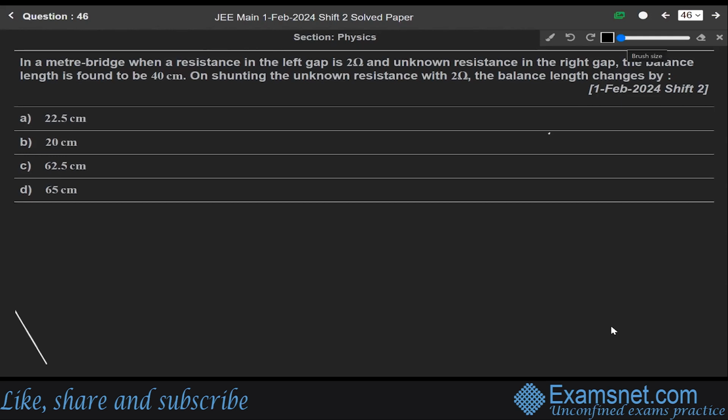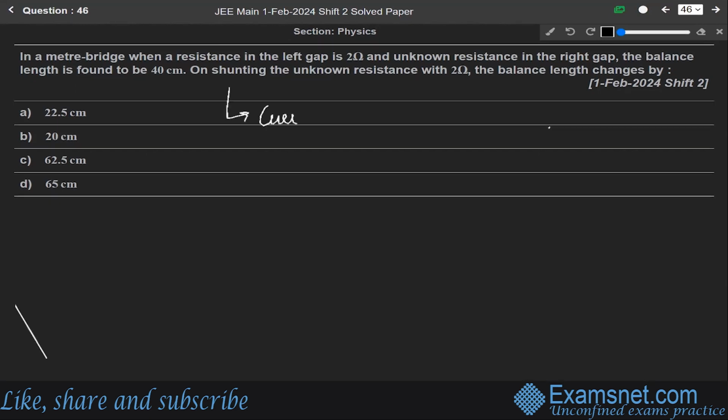Now the next question is 46. In a meter bridge, when the resistance in the left gap is 2 ohm and the unknown resistance is in the right gap, the balance length is found to be 40 centimeter. On shunting the unknown resistance with 2 ohm, the balance length changes by. This question is from the chapter of current electricity.